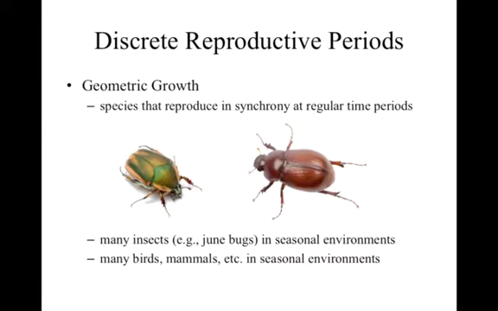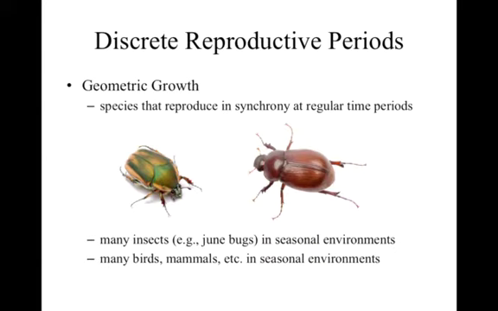All right, so when do you use geometric growth? When do populations follow geometric growth? Well, typically we use geometric growth for species that reproduce synchronously at regular time periods. So if I think about June bugs, these are the things that you see flying around typically in May, June, because that's when they breed. And they only breed once a year. And so all we really need to know about is what happens in a very short amount of time in that one year, and that takes us to the next year.